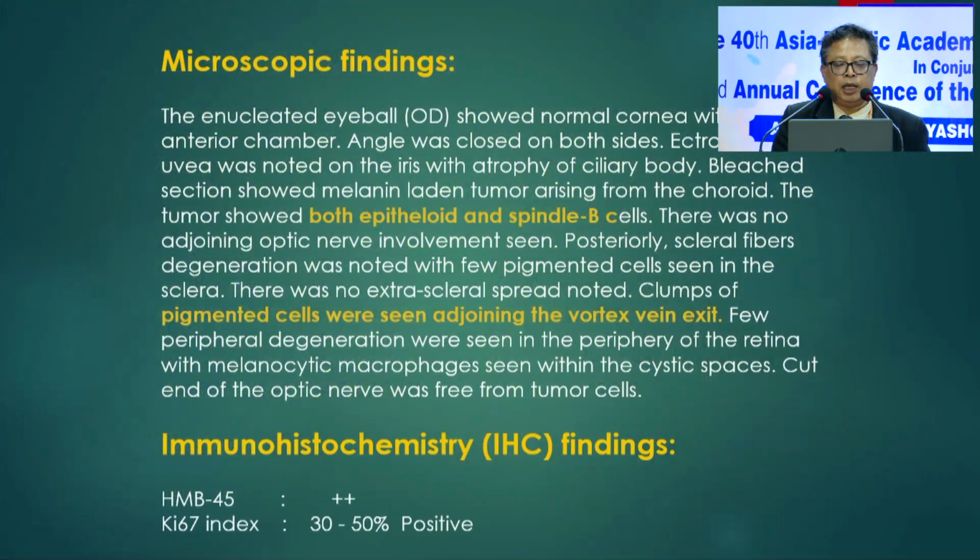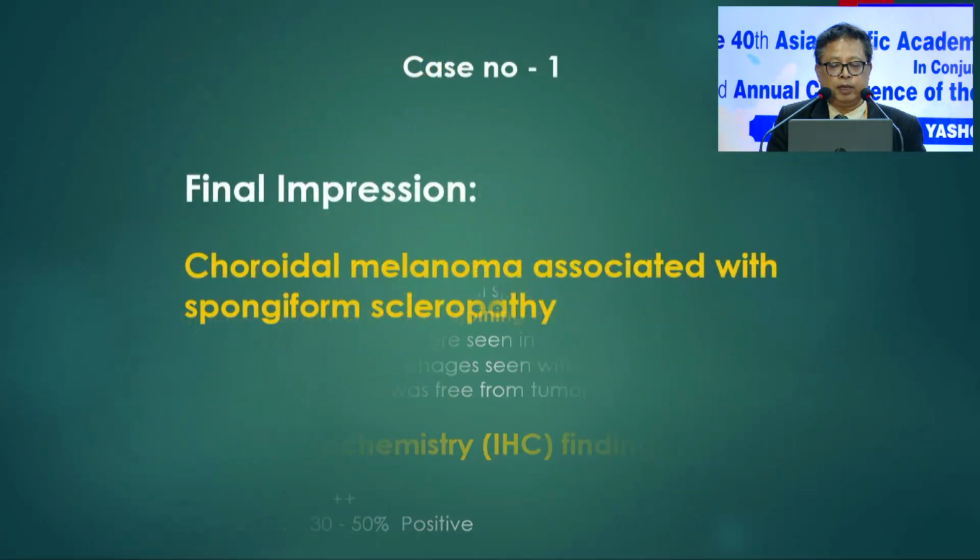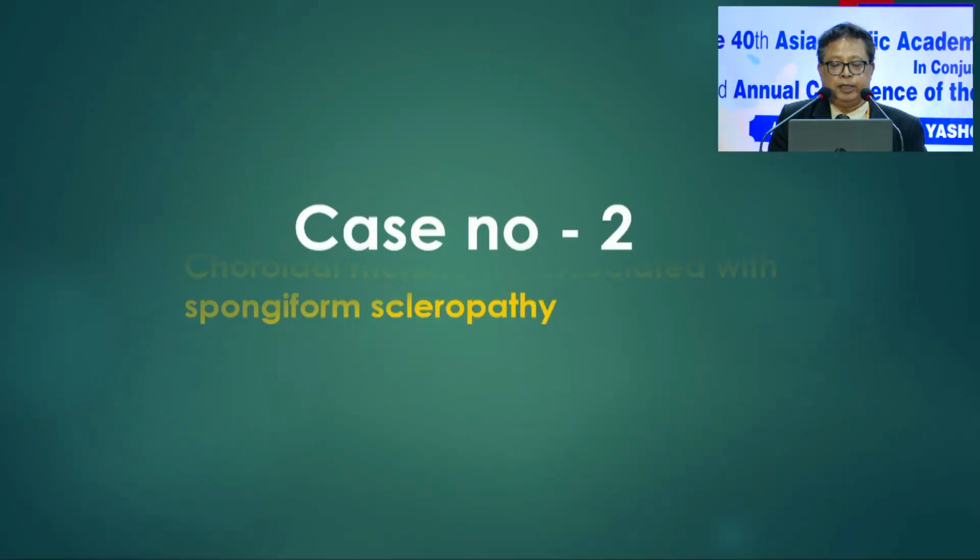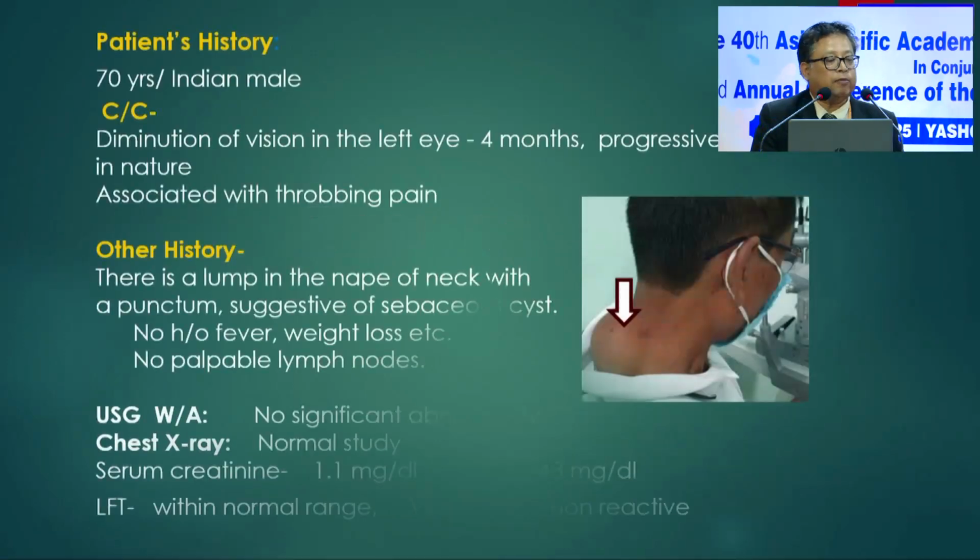So this was a biphasic epithelioid and spindle cell tumor with HMB45 and Ki67 involvement. So, choroidal melanoma associated with spongiform scleropathy, which we have published. Case 2 is again very interesting.